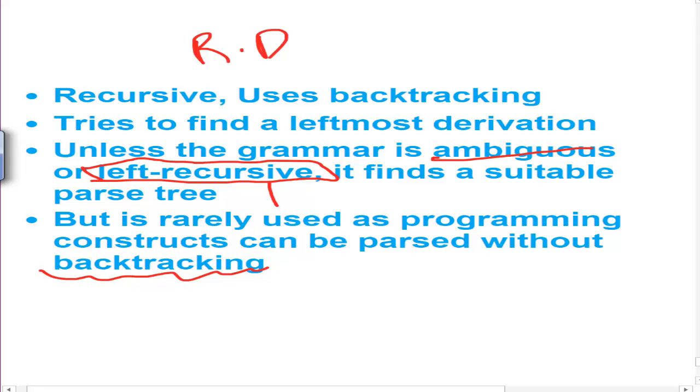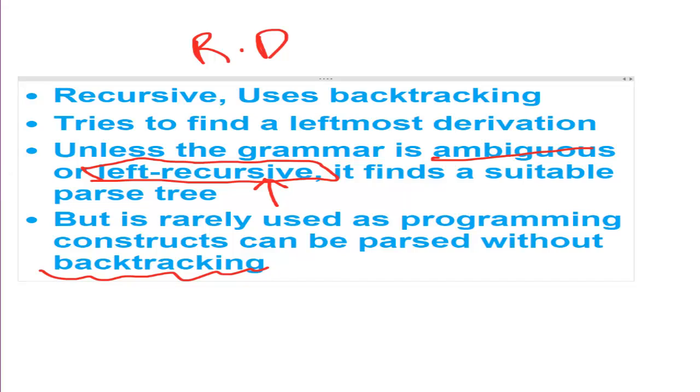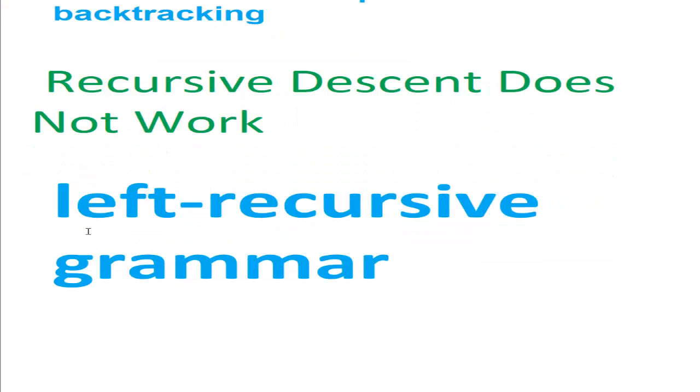The first thing would be now the left recursion. So we say that your recursive descent doesn't work if you have a left recursive grammar. Okay, so let's talk in detail now about the left recursive grammar and then how to eliminate that.